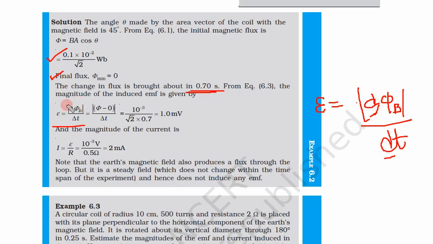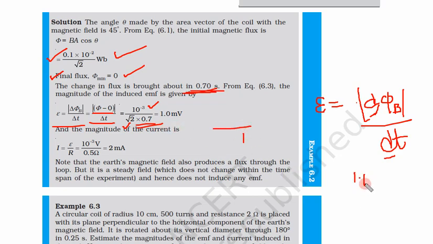So now let us put how much change has come in phi. This is the initial value, this is the final value. Phi minus 0, and this time difference is delta t, 0.70 second. So the initial value was 10 to the power minus 3 upon root 2. Final value was 0, so nothing was removed, and the value of delta t is 0.7. When you calculate all of them, root 2 into 0.7 is 1.